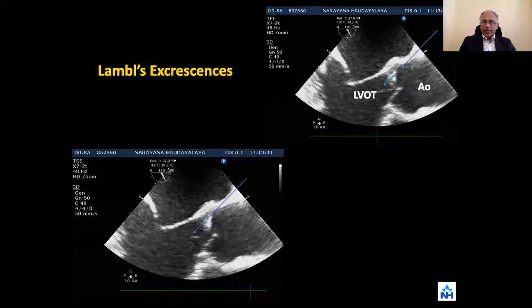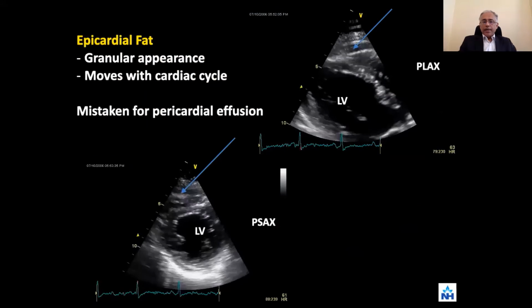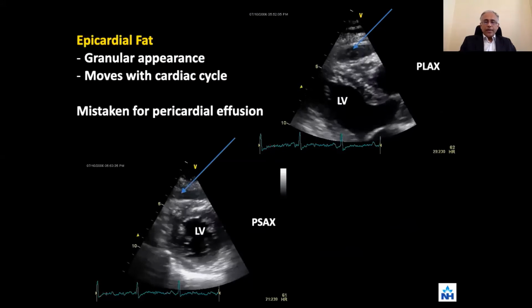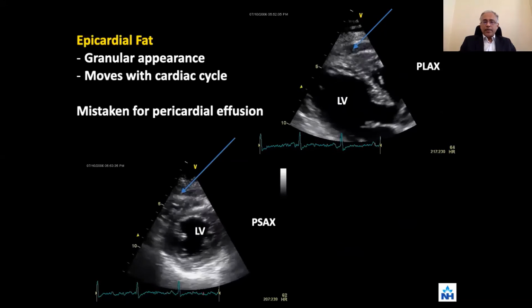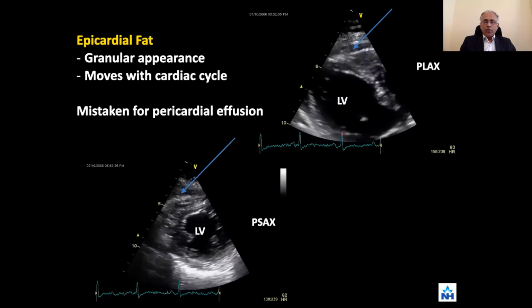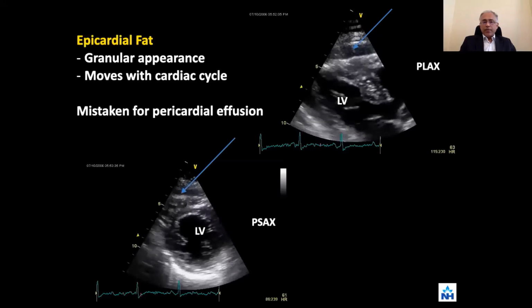Again, this is a frozen image, and you can see a very thin, slender, linear structure which projects into the LVOT. Then, coming to the last few slides, you can see a few more entities that you can mistake for a pathology.